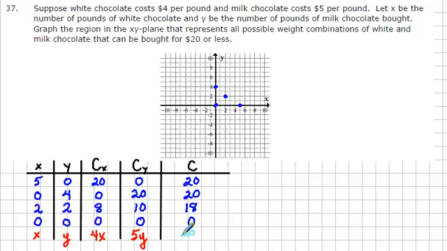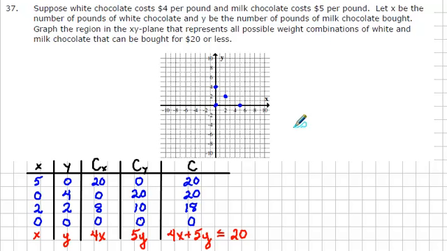What would be the total cost? Well, we need to add 4x plus 5y. So the total cost is 4x plus 5y. Now, what do we know about the total cost? We want the total cost to be $20 or less. So to indicate that, we can write an inequality. We can say that 4x plus 5y must be less than or equal to the number 20. So in order to plot all the possible weight combinations of white and milk chocolate, we want to graph 4x plus 5y is less than or equal to 20 in the first quadrant.